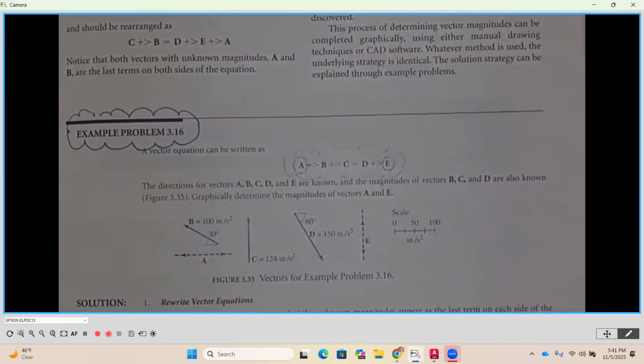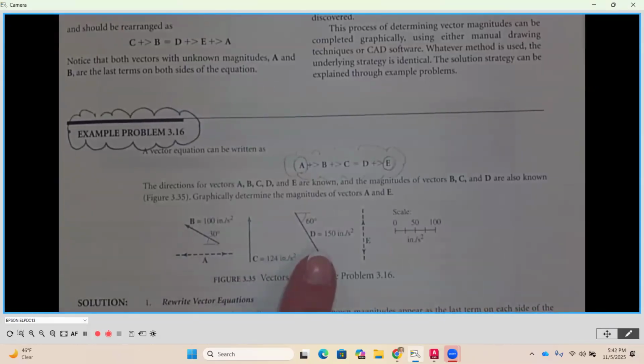C is a vertical vector going straight up, 124 inches per second squared. And then D, same thing, 120 inches per second squared, but this one's going down and to the right at that 60-degree angle. So each one of these vectors is fully defined, meaning each one has both magnitude, which is their inches per second squared, and direction, which is identified by an angle and the arrowhead. So fully defined for each one of these.